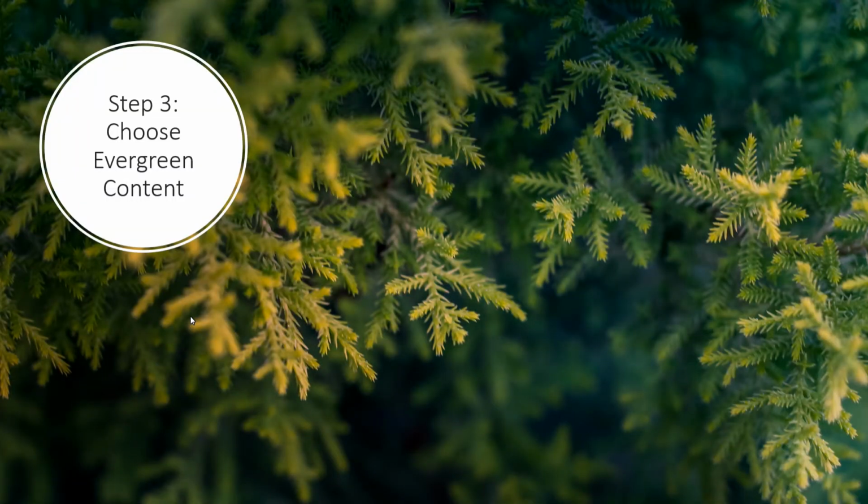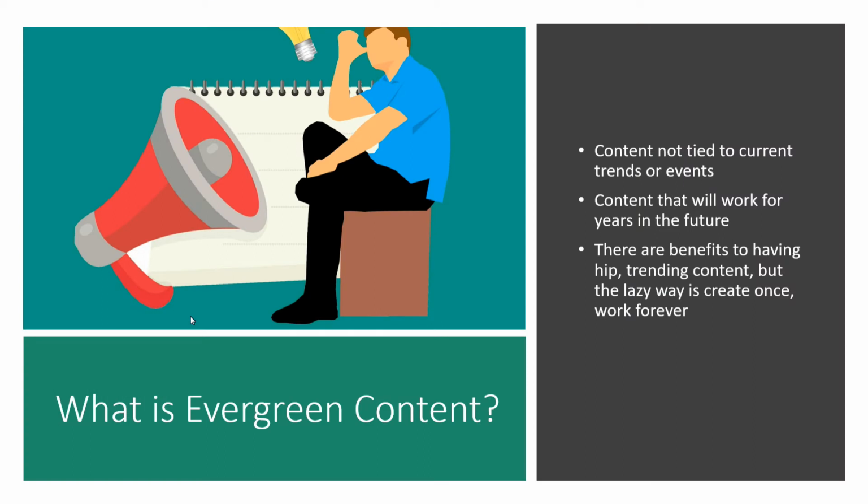So, step 1, know your audience. Step 2, know what they want. Step 3 is to choose evergreen content. And no, we don't necessarily have to talk about evergreen trees, although you could do a blog on evergreen trees. But evergreen content is content that is not tied to current trends or events. It's content that will work for years in the future.